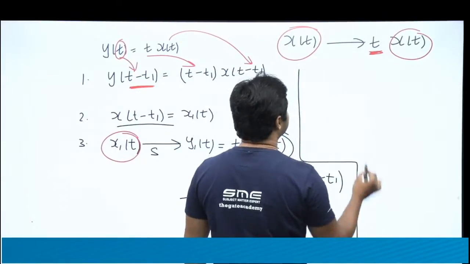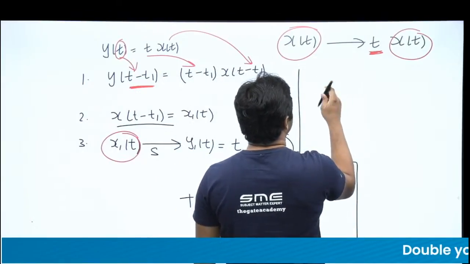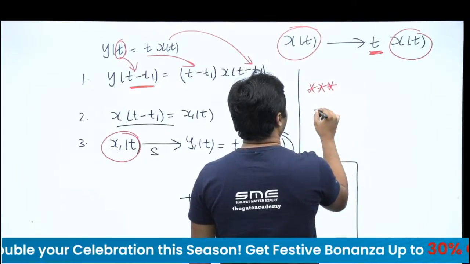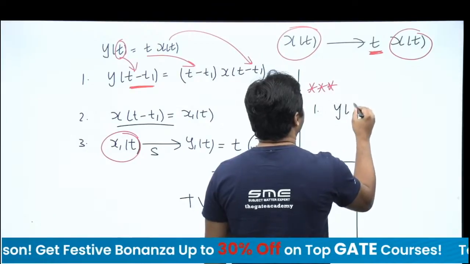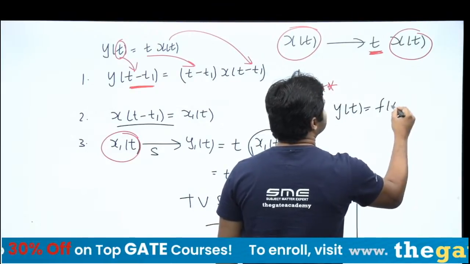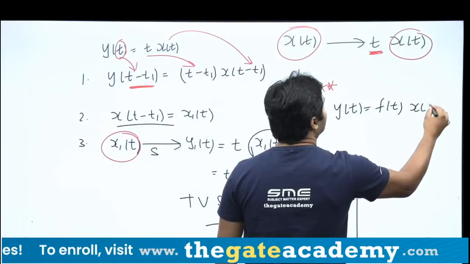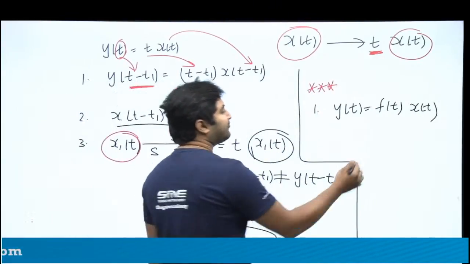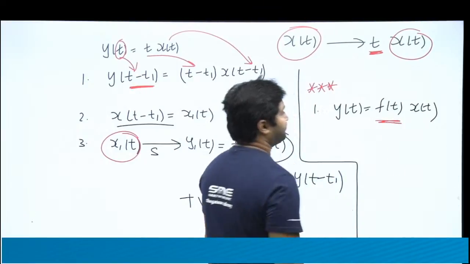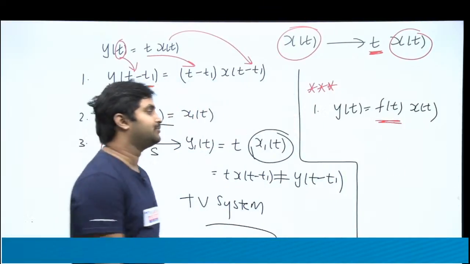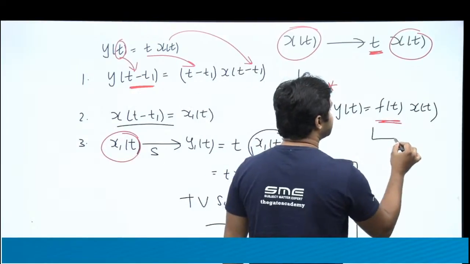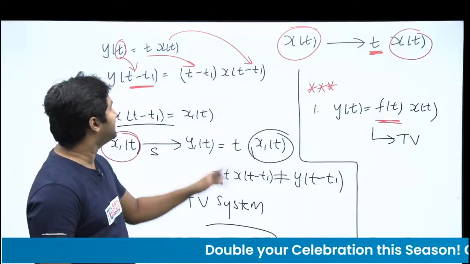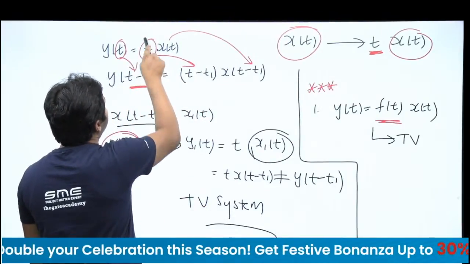Please write down. These are some very, very important observations. Number one, whenever you have y of t equal to some function of time multiplied by your input, then this system is a time variant system. Directly I can say. Example, t into x of t, some function of time multiplied by x of t.